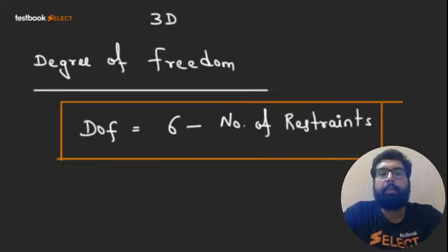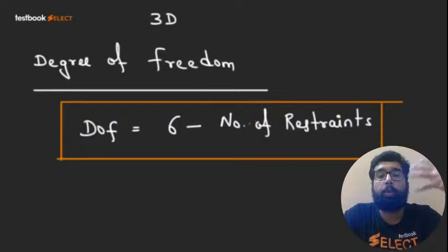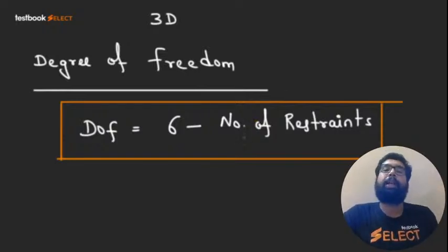Now what do I mean by it? A body in 3D has a maximum of 6 degrees of freedom. As I said, when it has so much freedom, we cannot make any use of it, because we want to constrain the motion, right? We established this in the previous session.